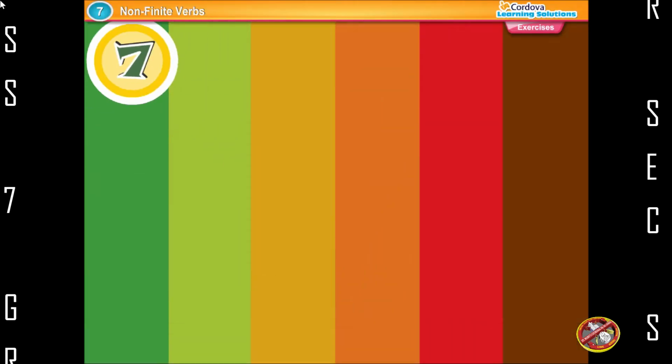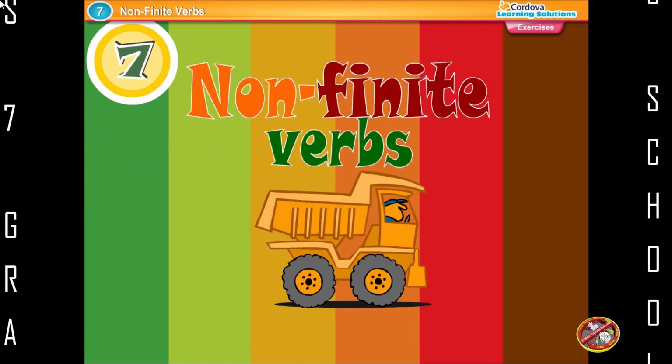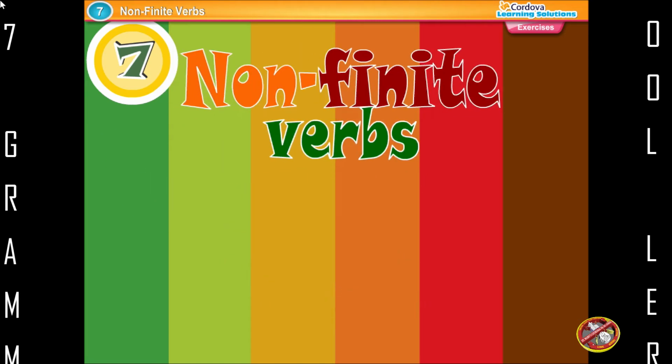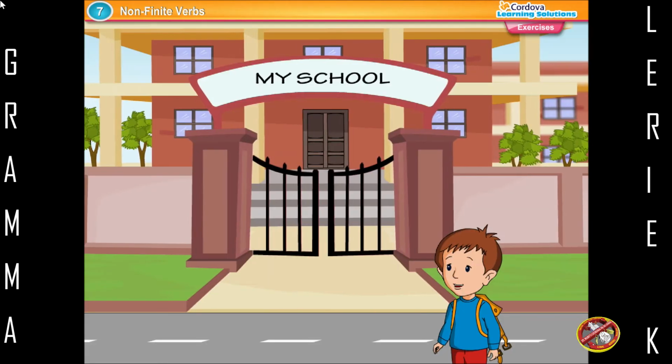Chapter 7. Non-finite verbs. Read the following sentences.